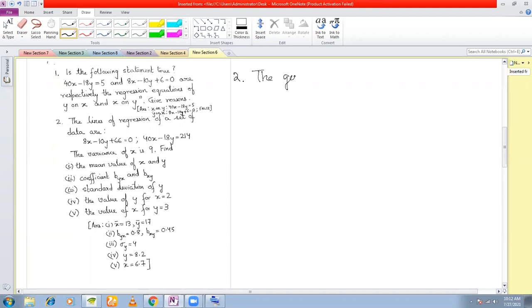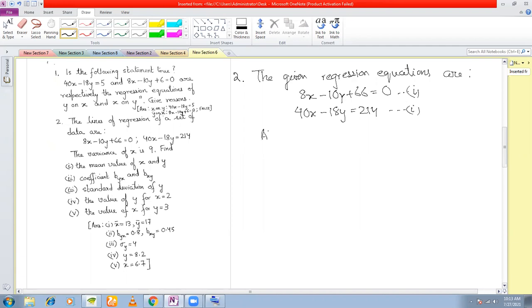The given regression equations are 8x minus 10y plus 66 is equal to 0, and 40x minus 18y is equal to 214. Call this 1 and call this 2. Also, what is given? Variance of x. What do you mean by variance? Variance is the square of the standard deviation. So sigma x square is given to be 9. Okay, this information is also given. Now you have to answer all these questions.